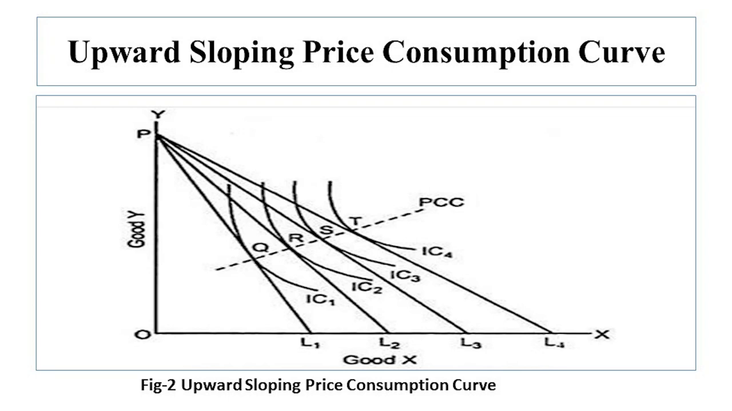In figure 2, upward sloping price consumption curve is shown. Upward sloping price consumption curve for X means that when the price of good X falls, the quantity demanded of both goods X and Y rises. It means that change in the price of commodity X affects not only the quantity demanded of X, but also the quantity demanded of Y, although the price of Y commodity does not change.